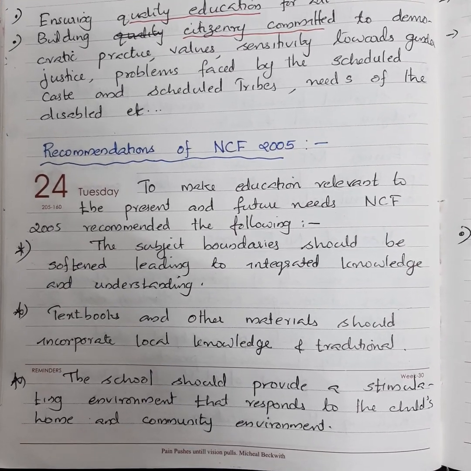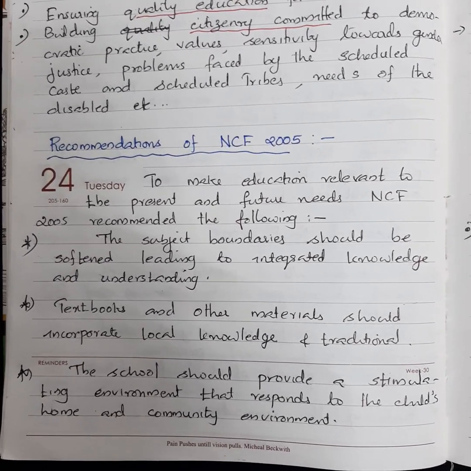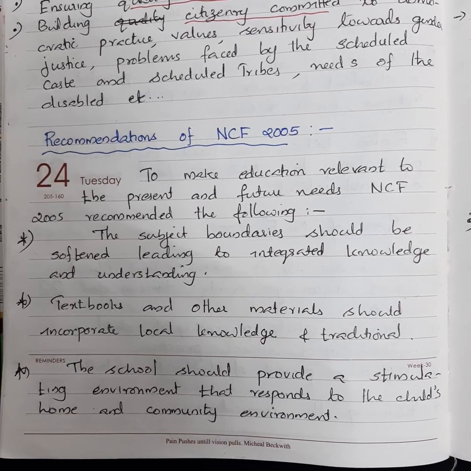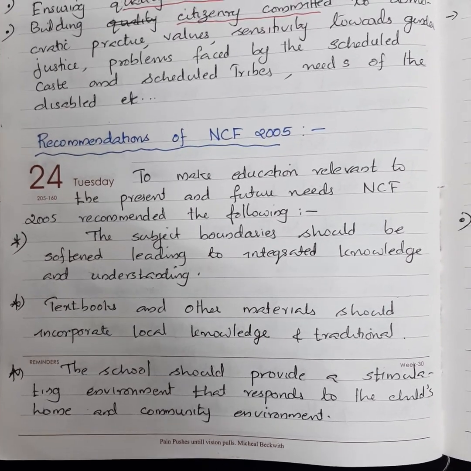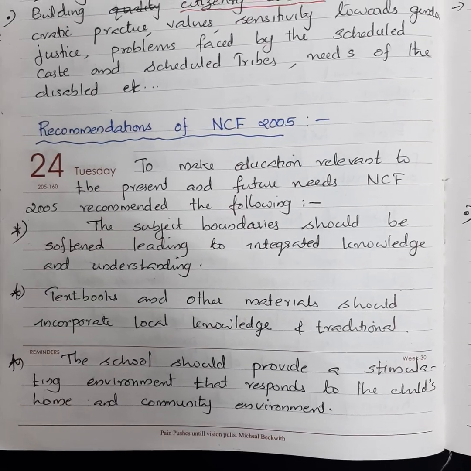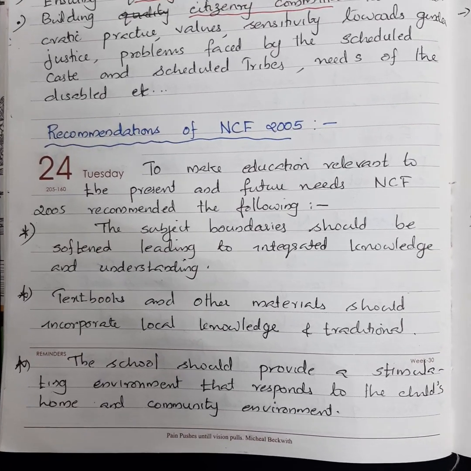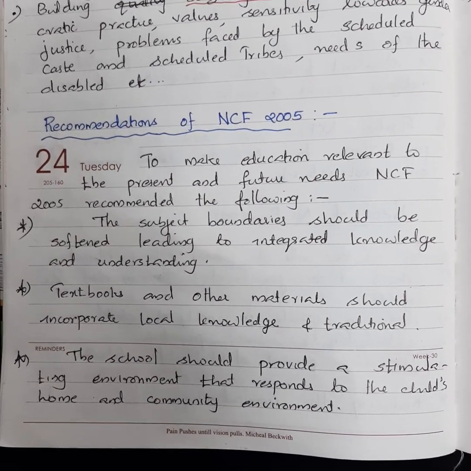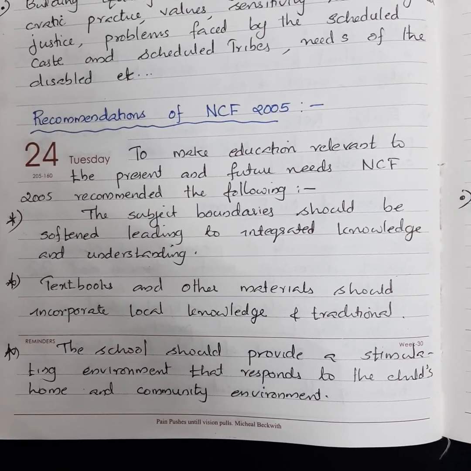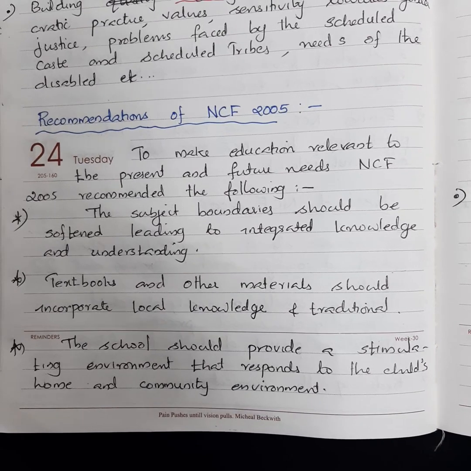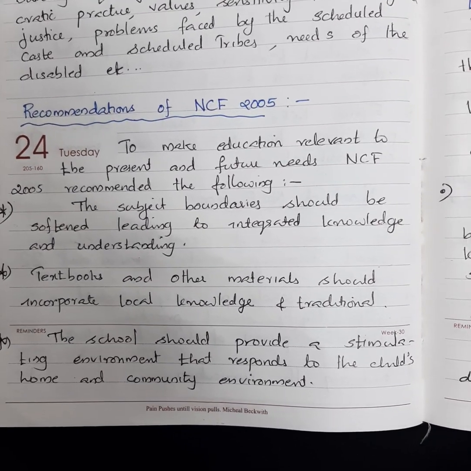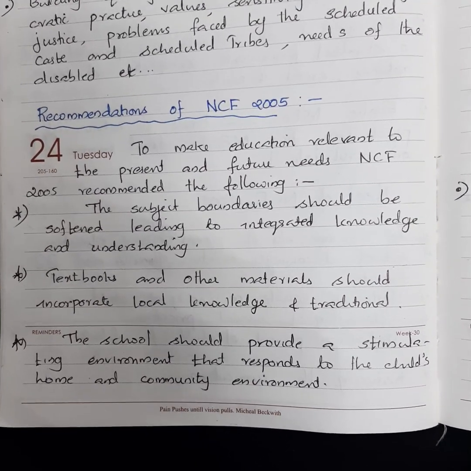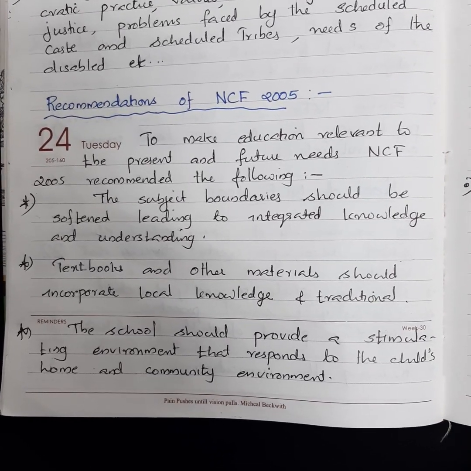Now let's talk about the recommendations of NCF 2005. To make education relevant to the present and future, NCF 2005 recommended the following things. First one is the subject boundaries should be softened, leading to integrated knowledge and understanding. Second one is textbooks and other material should incorporate local knowledge and tradition. Third one is the school should provide a stimulating environment that responds to the child's home and community environment. These are the three recommendations of NCF 2005.